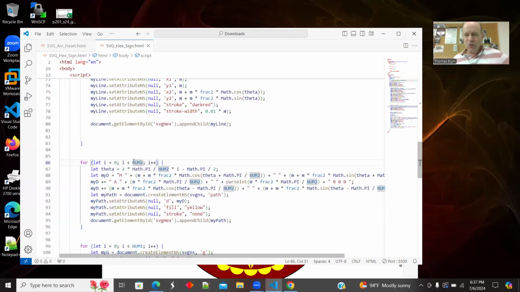My second loop is over num2, which I have at 30. So that's me making these like 30 sort of semicircles out here. And once again, getting the angle. So I divide my 2 pi by num2 this time and multiply by i. And again, this is subtracting sort of 90 degrees, or pi on 2, because I want to start at the vertical.